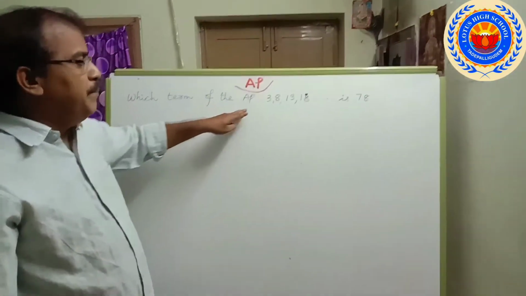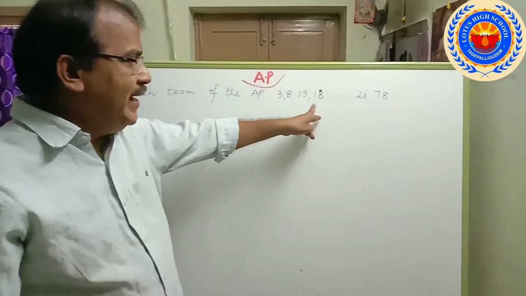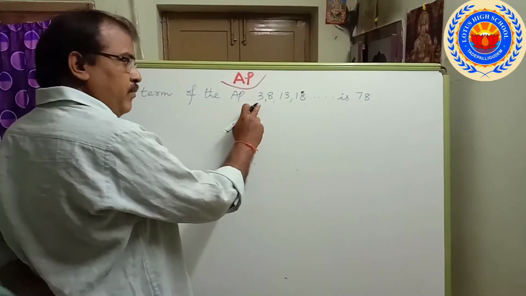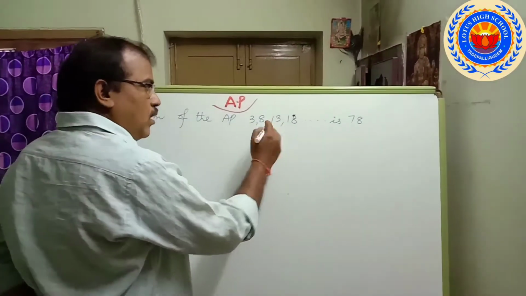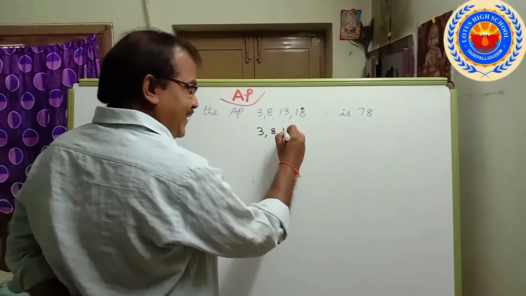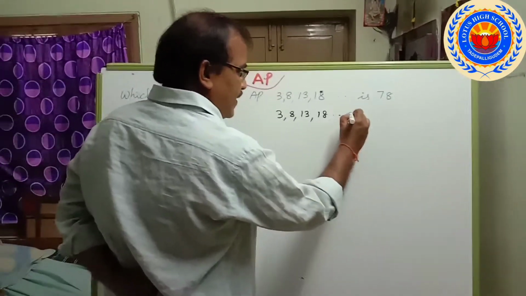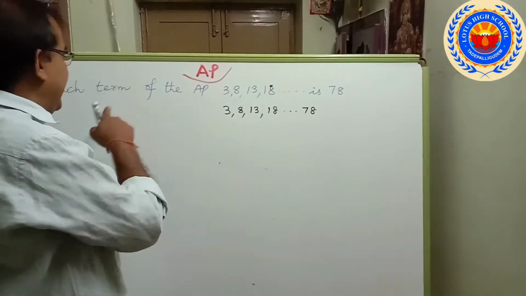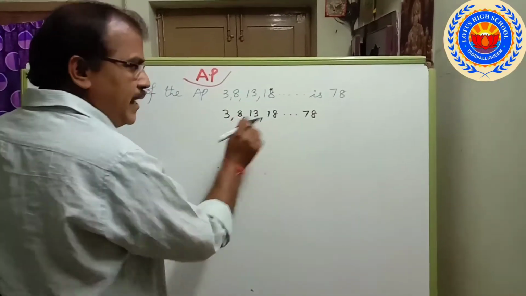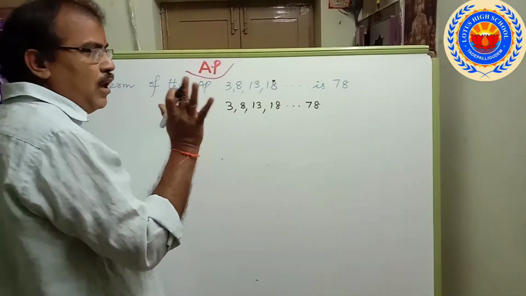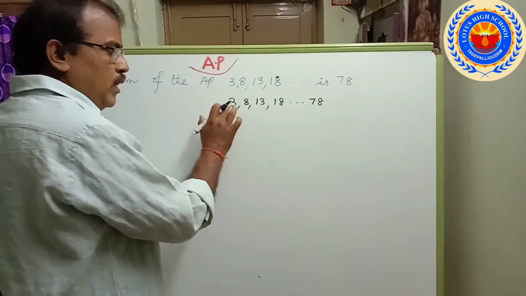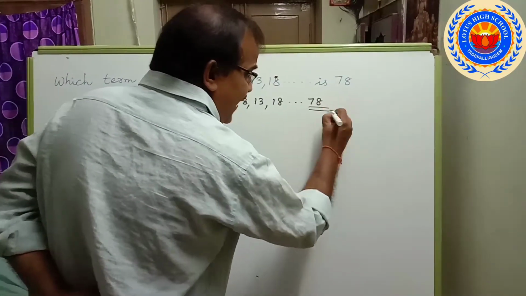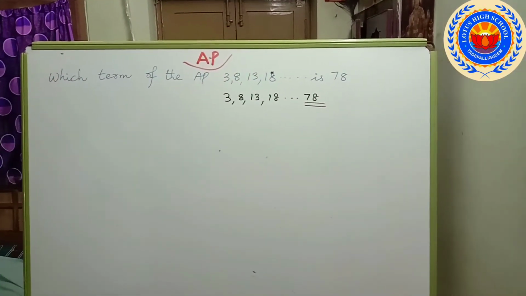Which term of the AP 3, 8, 13, 18 is 78? What is the meaning? Here, this is the first term, this is the second term, this is the third term. Suppose you see 3, 8, 13, 18 and somewhere it is 78. Which term of the AP is 78? In this AP, 78 is which term number? This is the first term, second term, third term, 4, 5, 6, like that. This 78 is which term?